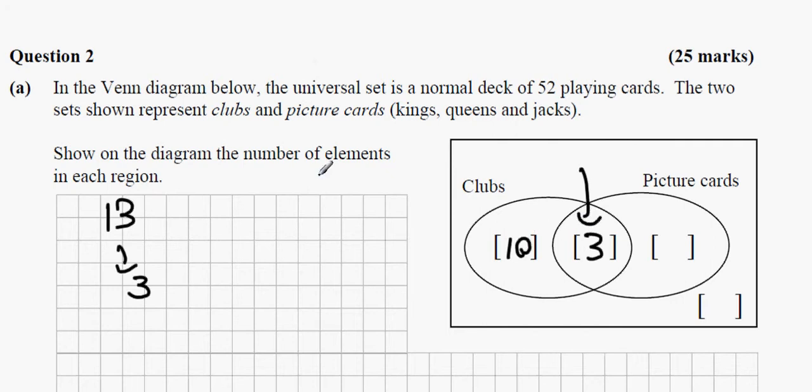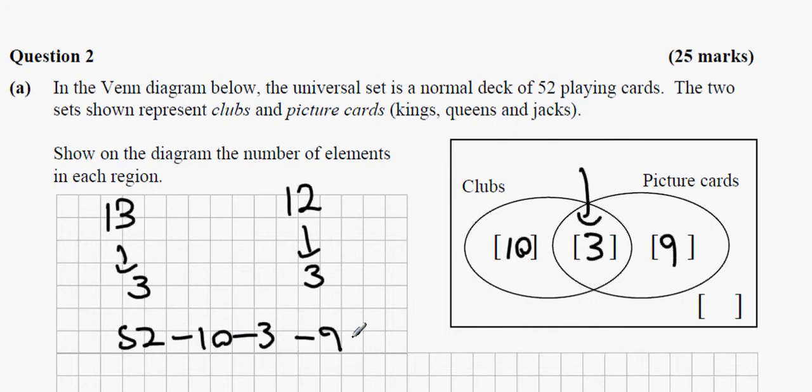There's, sorry, not 9 picture cards, there's 12 picture cards. Each set has 3 picture cards: 3 diamonds, 3 hearts, 3 clubs, 3 spades. 3 of them have gone missing, and that leaves 9 left over. And then take away all these from 52. So you have 52 minus 10 minus 3 minus 9, and that will leave you 30 cards on the outside.